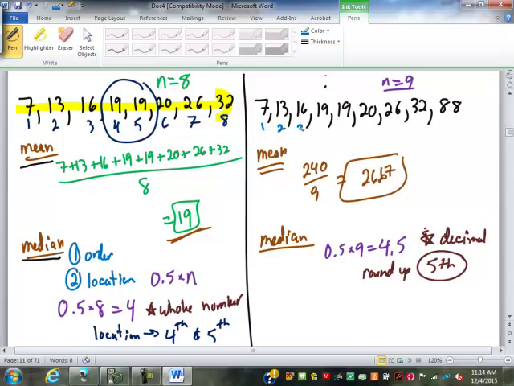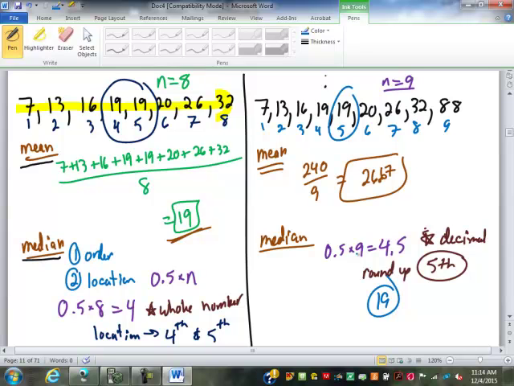So 1, 2, 3, 4, 5. I'll finish numbering out. The fifth number is 19. The median is still 19. Now the mode won't change. The mode would still be 19 because that's still the number that appears most often.